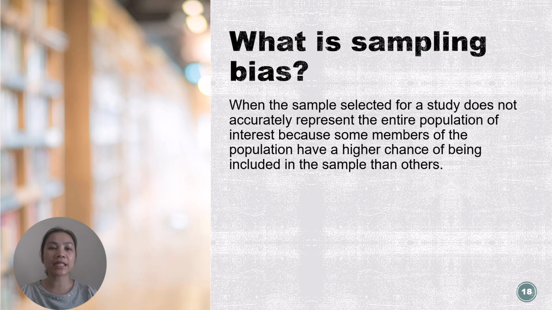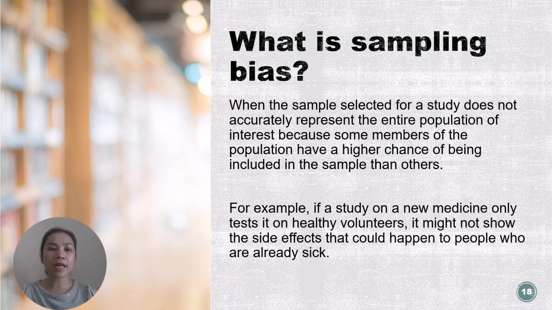Sampling bias is like that in research. It happens when the researchers pick a group of people to study, that is the sample, that doesn't really represent the whole group they're interested in, the population. This can be because some people are easier to ask or more likely to volunteer, but it means that the results may not be true for everyone. For example, if a study on a new medicine only tests it on healthy volunteers, it might not show the side effects that could happen to people who are already sick.